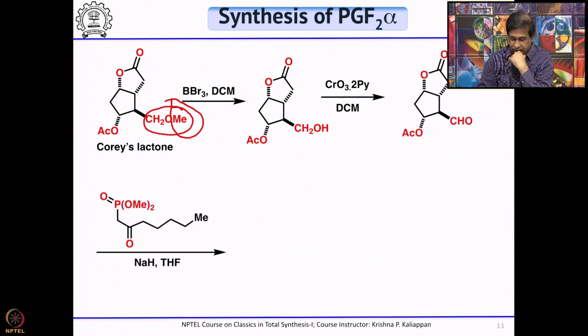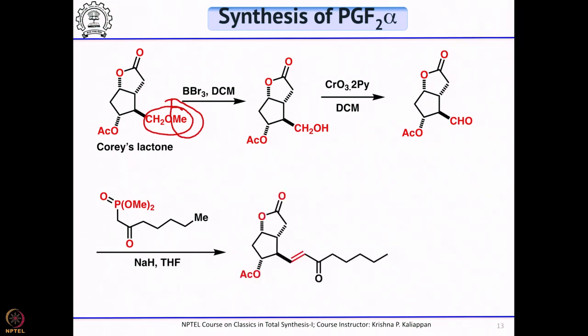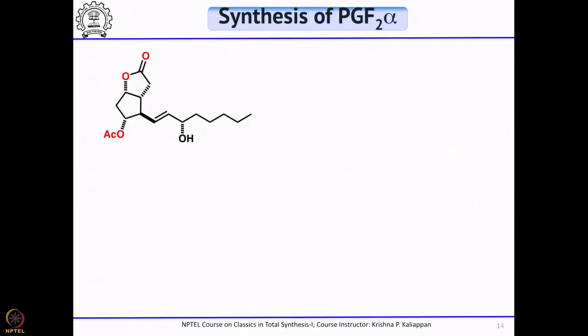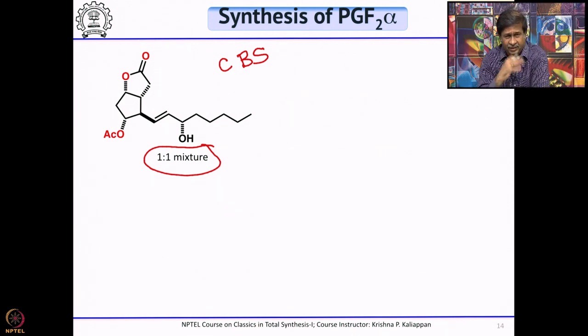Now you can do the Wadsworth-Emmons Wittig reaction to get the trans double bond. Now the trans double bond is fixed. What's the next step? You have to reduce the ketone in the presence of acetate and lactone. Zinc borohydride can successfully reduce the ketone, particularly the alpha beta unsaturated ketone. Initially he could reduce it to the corresponding allylic alcohol, but what he got was a mixture. Later he developed other reagents, for example the CBS reagent, Corey-Bakshi-Shibata reagent, to get exclusively only one isomer. A lot of chemistry was developed using the prostaglandin total synthesis project.